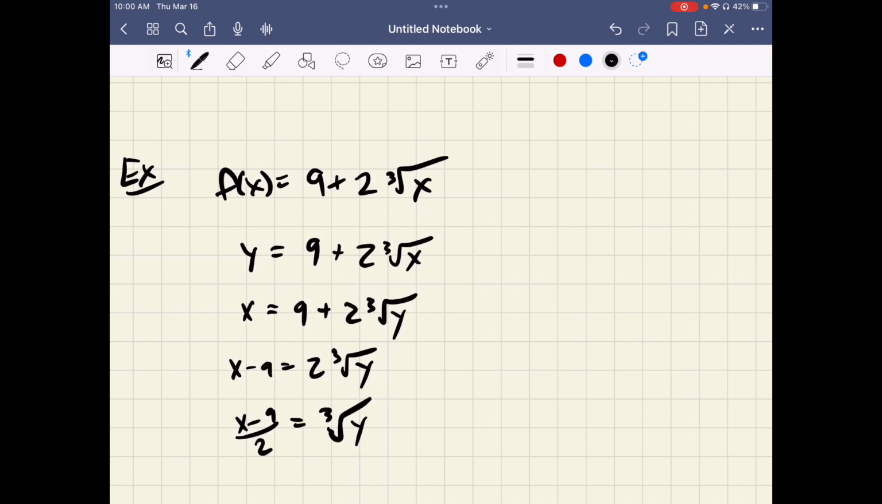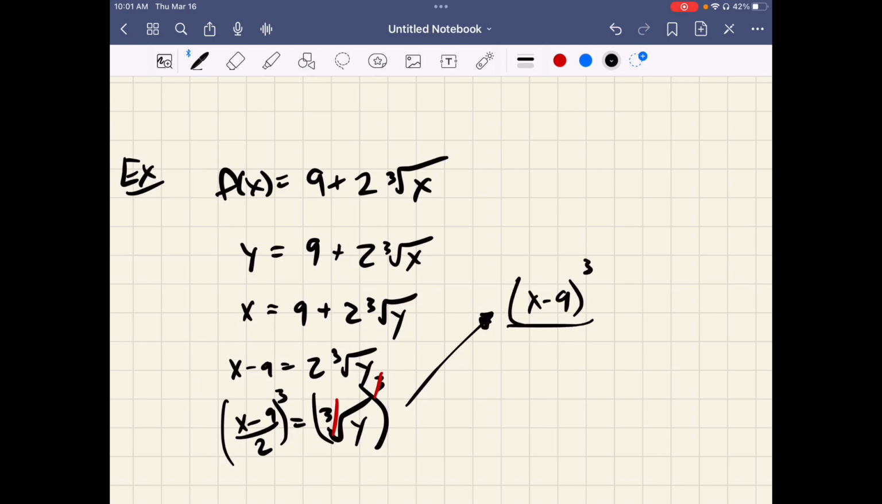Then here's where the new part comes in. Hopefully you figured it out. We just cube both sides instead of squaring both sides. The cube root and the cube undo each other, and I have x minus 9 cubed on top over 2 cubed, which is 8, equals y. And here is my inverse of my original.